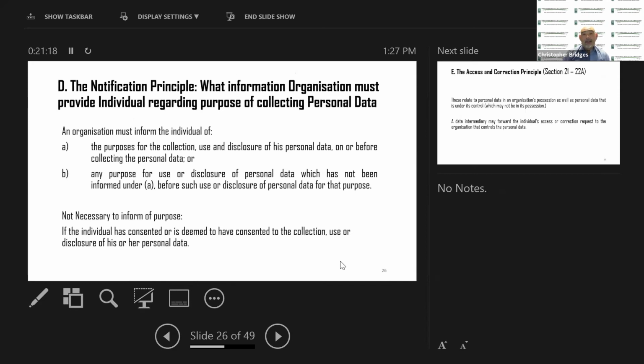The notification principle. What information must an organization provide regarding the purpose of collecting? This is an extension of the purpose principle. What is the information? So when you're talking about seeking the consent of the individual, not only must you inform him of the purposes, you see here purposes for collection, use and disclosure, and any other purpose for the use of his data.